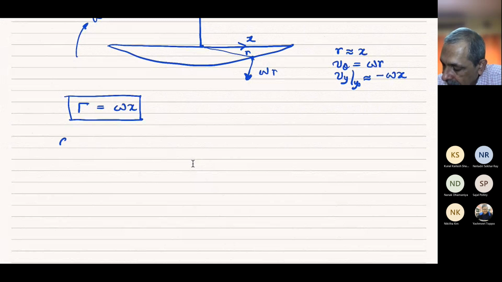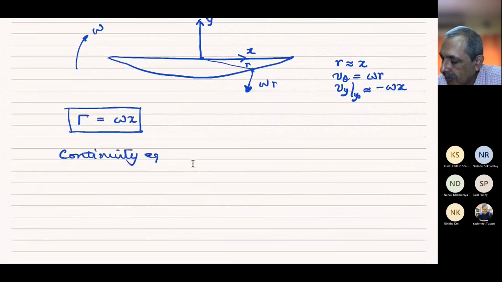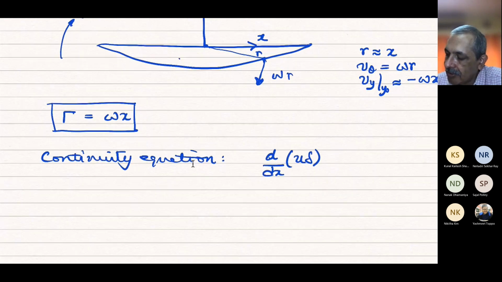So our continuity equation, if we look back in our notes, at steady state, so this is another assumption that we have made, that we are at steady state. So there is no dependence on time. So our continuity equation simply becomes d by dx of u times delta, where now you remember u is the mean velocity, delta is the layer thickness.